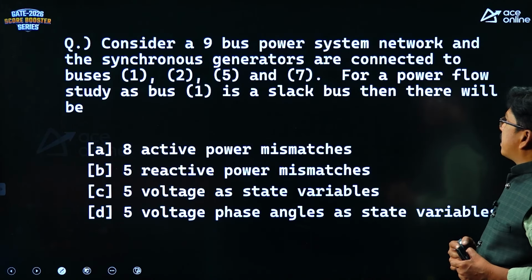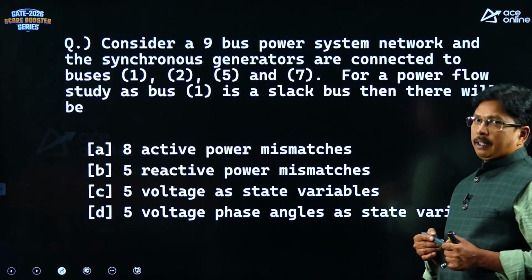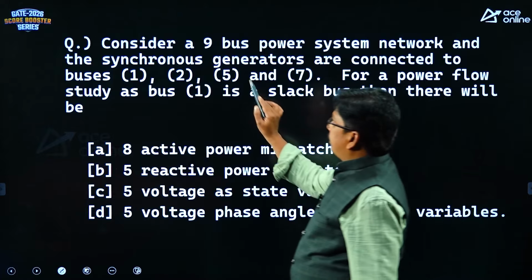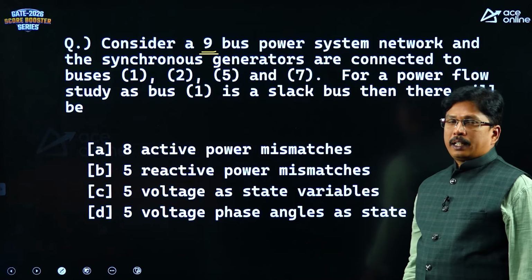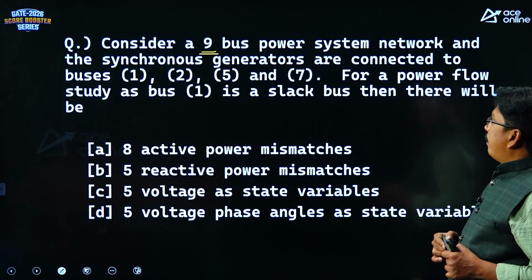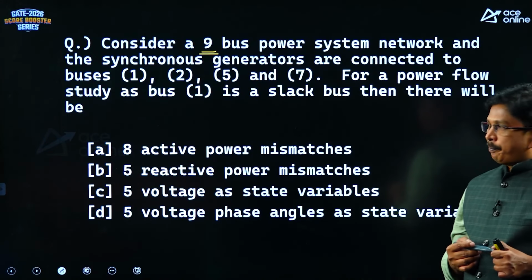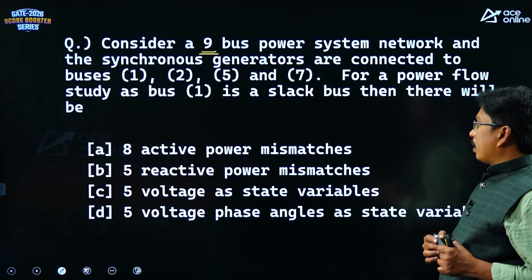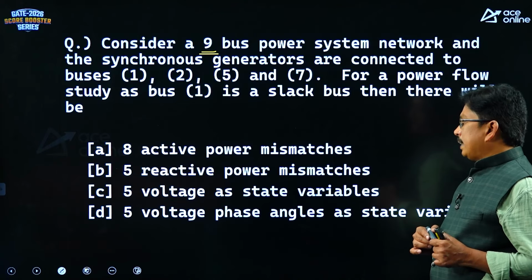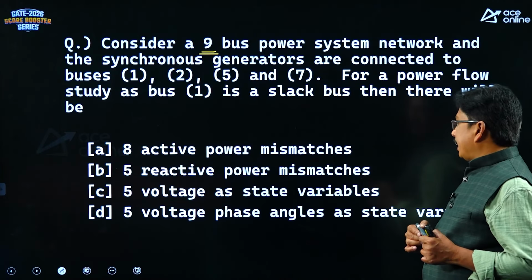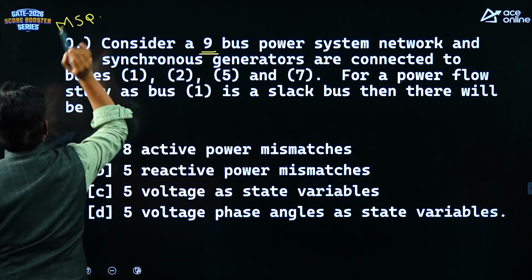Consider a 9-bus power system network, and the synchronous generators are connected to buses 1, 2, 5 and 7. For a power flow study, as bus 1 is a slack bus, then there will be option A, 8 reactive power mismatches, option B, 5 reactive power mismatches, option C, 5 voltages as state variables, option D, 5 voltage phase angles as state variables. It is also MSQ, multi-select question, right students?